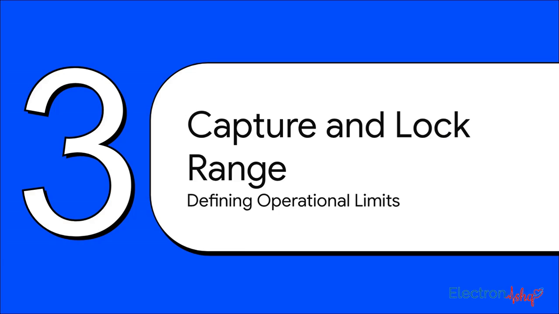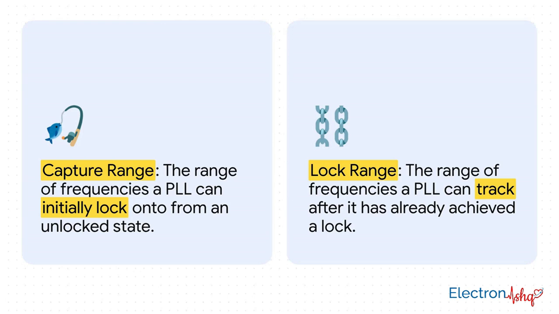Okay, but here's the thing. A PLL isn't magic. It can't just lock onto any frequency you throw at it. It has very specific operational limits. And these limits are defined by two really important parameters, the capture range and the lock range. Let's start with the capture range. Think of this as the frequency window the input signal has to be inside for the PLL to even have a chance of locking on in the first place. If the input frequency is outside this range, the loop just can't grab onto it. It's like trying to cast a fishing line.